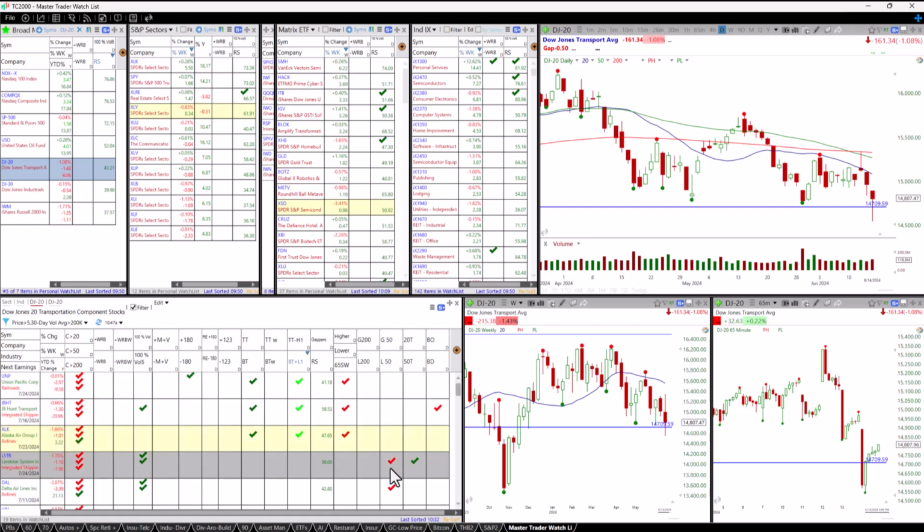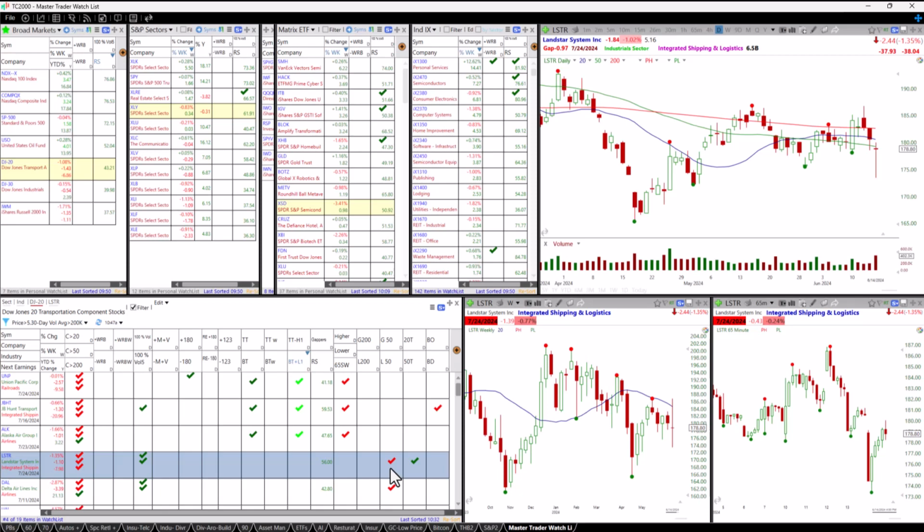Okay, what are these here? These are losses of the 50 MA. So this doesn't look exactly like the slide I showed you, but we have to use some common sense. If I define any of these scans too exactly, we're likely to miss a lot of things. So we're going to have to do a little manual work to click on the symbols and see what they look like. What we have here in Landstar is that it was above the 50 MA in the last few days, and now it broke underneath it.